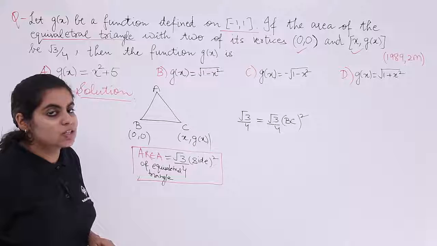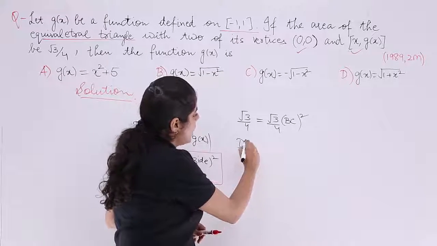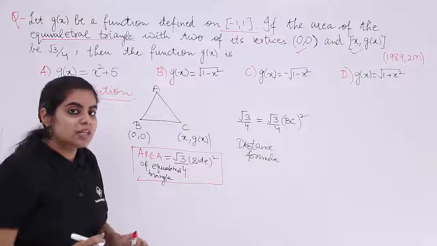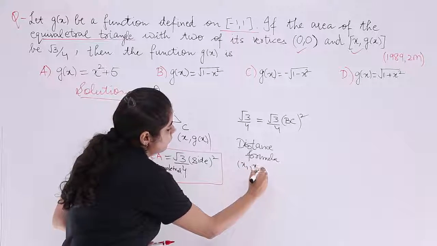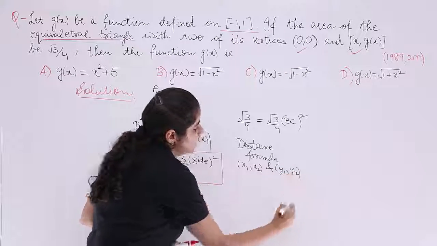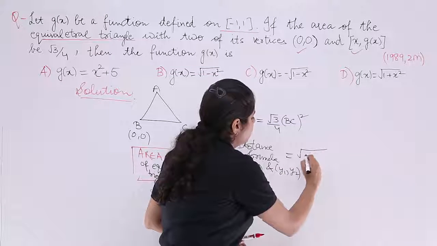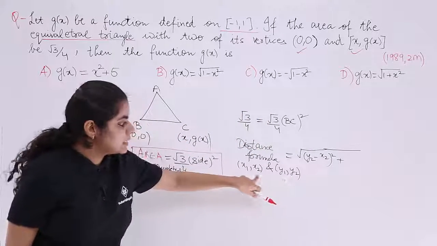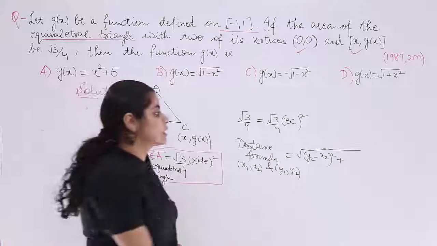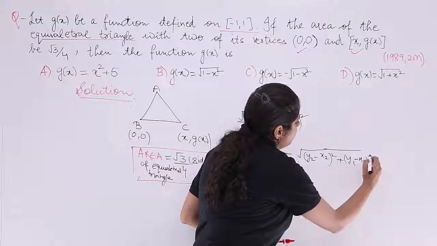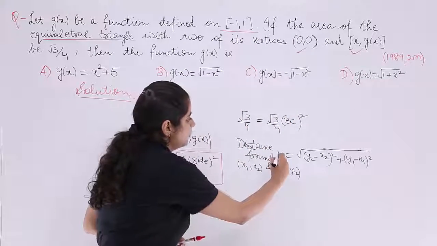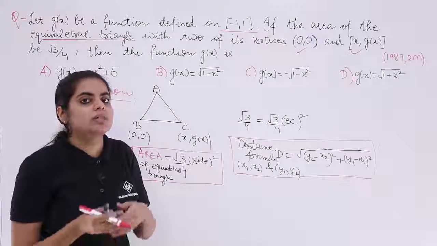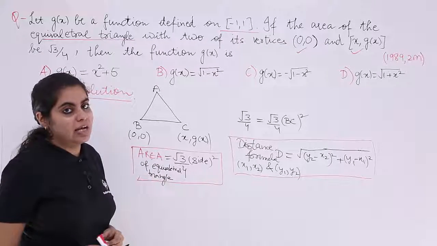Distance between 2 points is given as what? Let's write down the formula first. Suppose I have 2 points (x1, y1) and (x2, y2). The distance formula is given as under root of (x2 minus x1) square plus (y2 minus y1) square. So the distance D is given as that. Now let's again enclose it in a big box because it is a formula we will be using to solve this question further. Now by this formula, what is the value of BC?